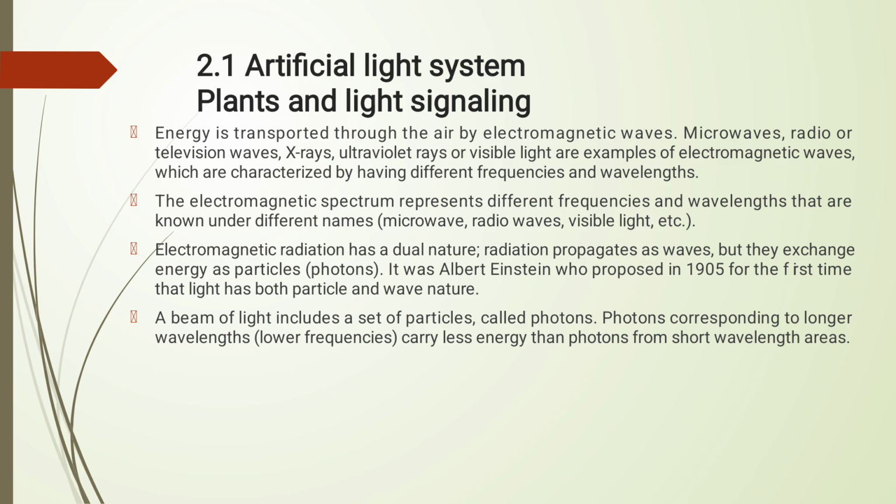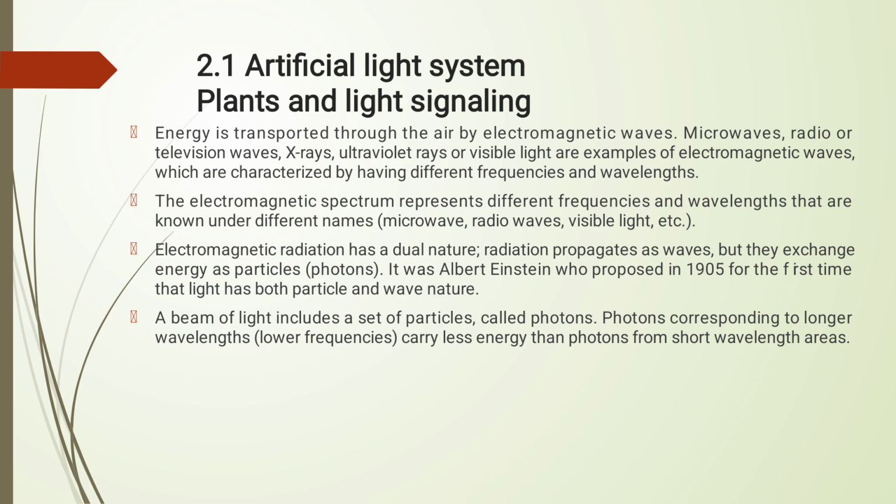Unit 2, Artificial Light System. First, plant and light signaling. Energy is transported through the air by electromagnetic waves. Microwaves, radio or television waves, X-rays, ultraviolet rays, or visible light are examples of electromagnetic waves, which are characterized by having different frequencies and wavelengths.